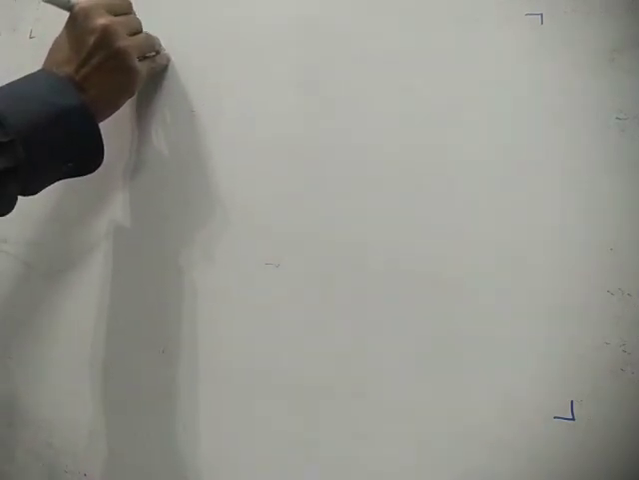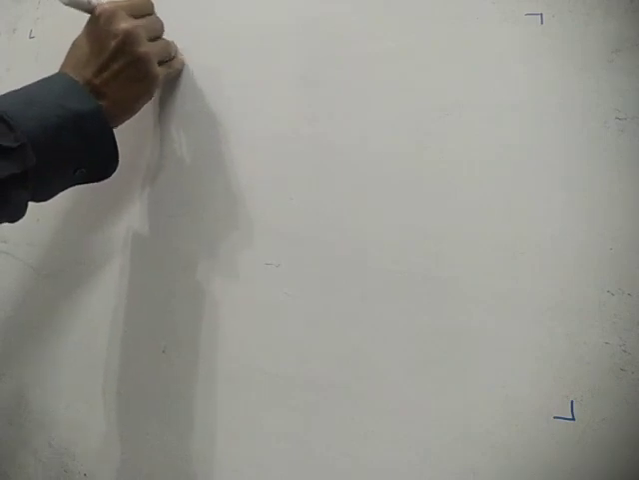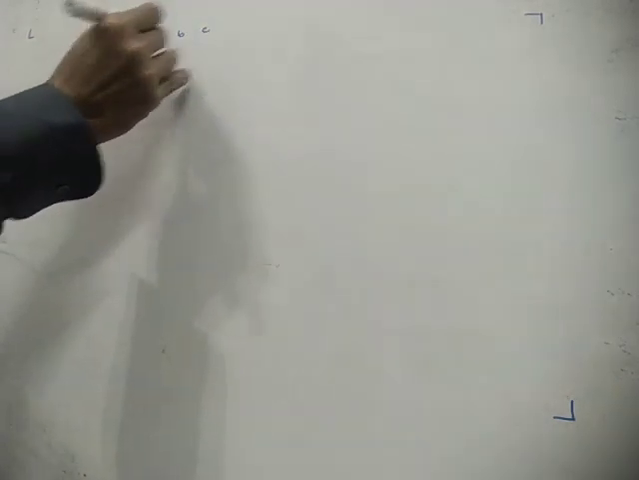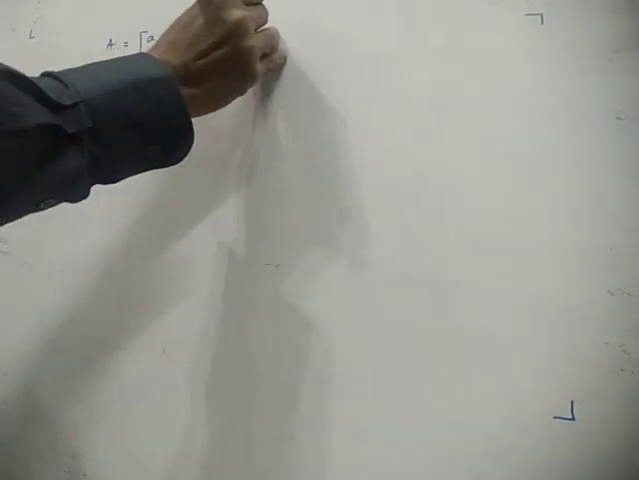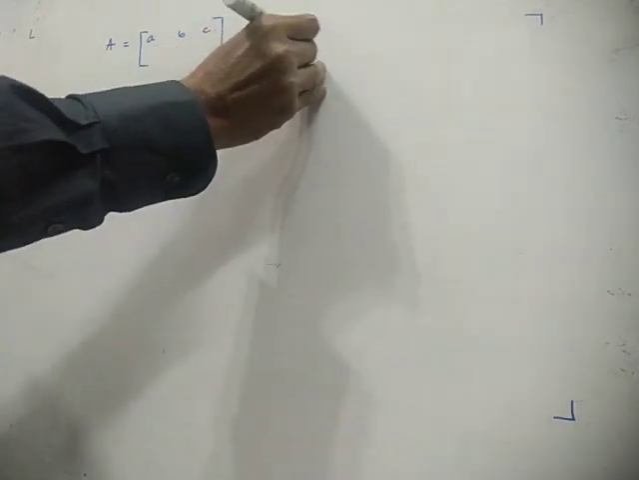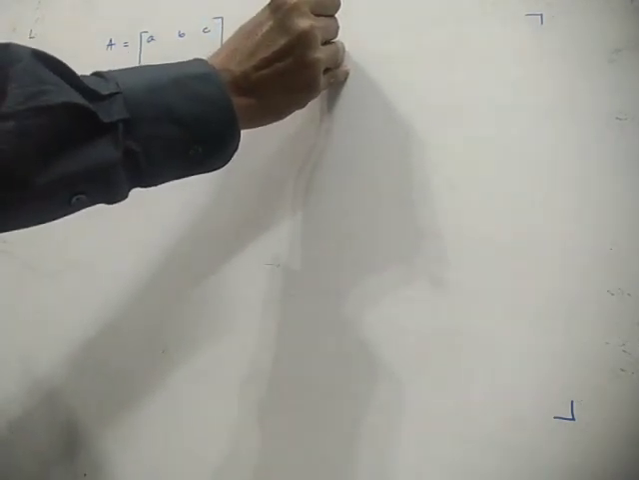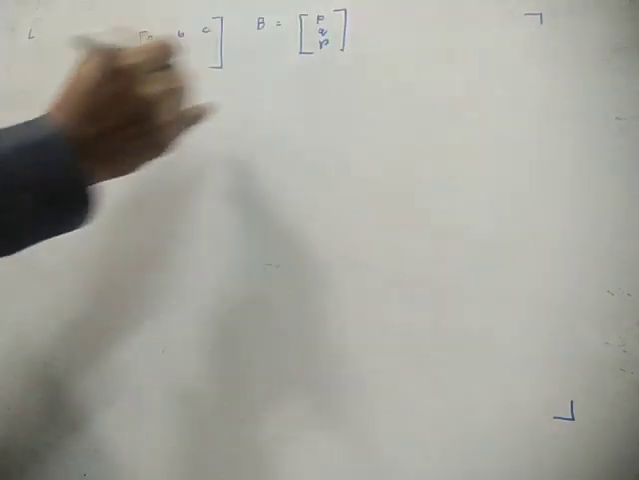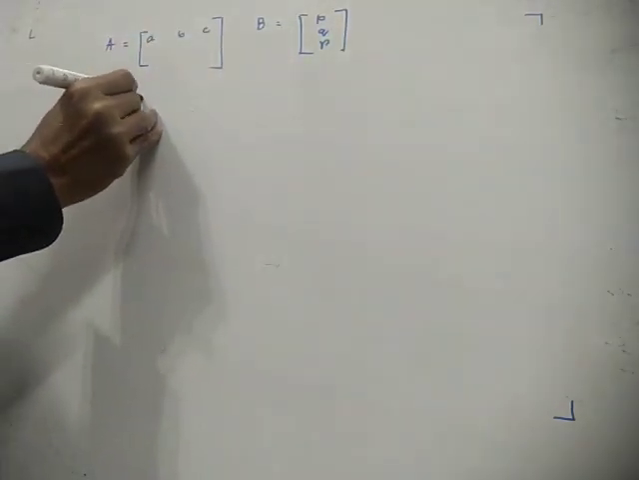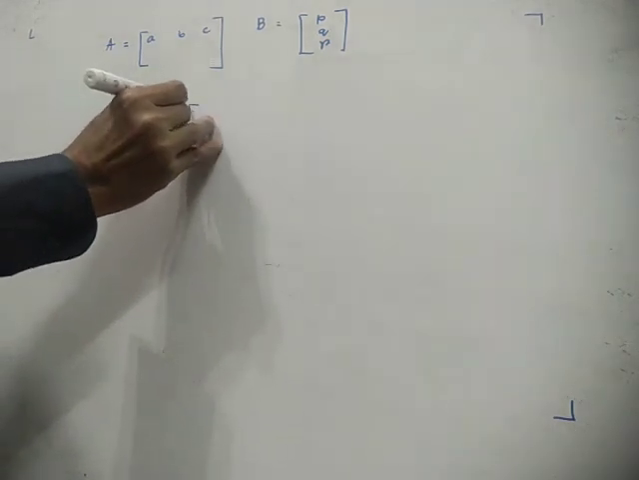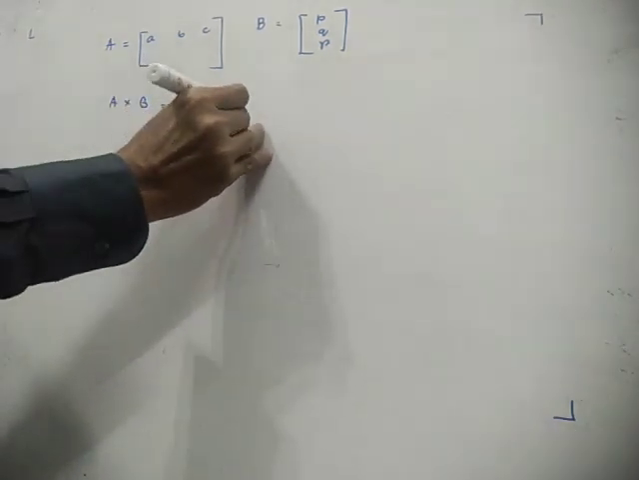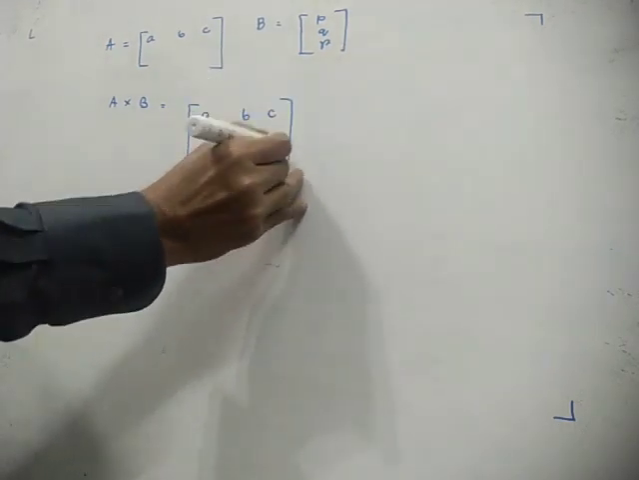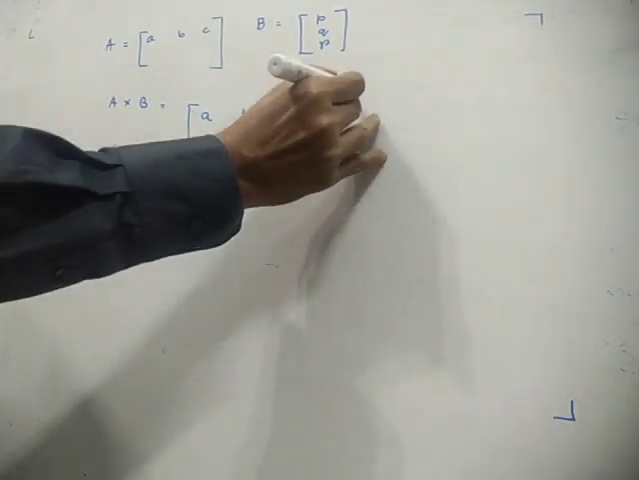Let's take two matrices, A and B. Matrix A is A, B, C, and B is the matrix P, Q, R. A is only a row matrix, B is only a column matrix, with A, B, C as the first row and P, Q, R as the column. Now if we have to multiply A and B, let's see what comes.